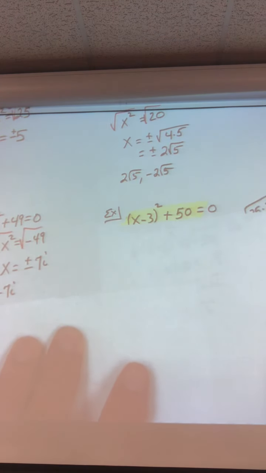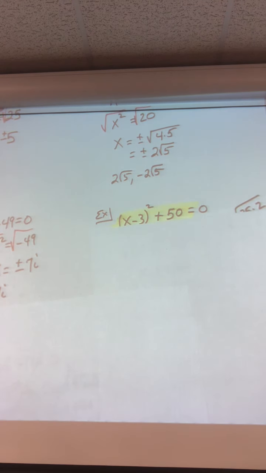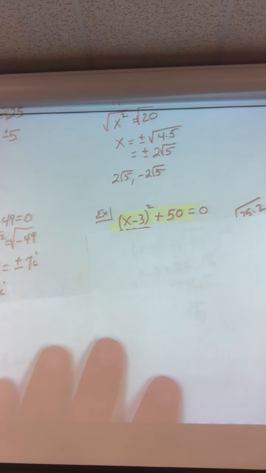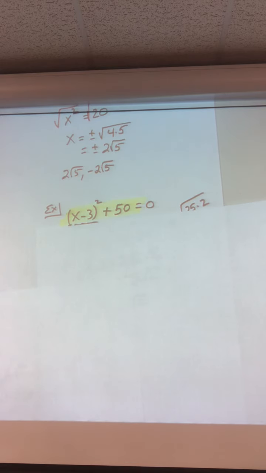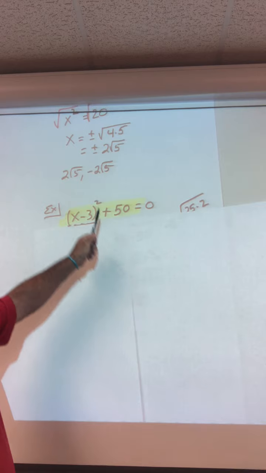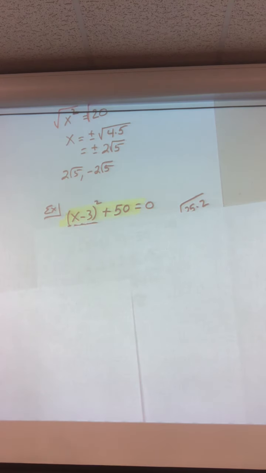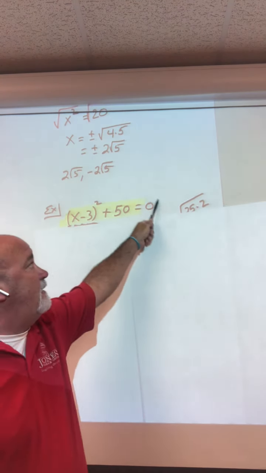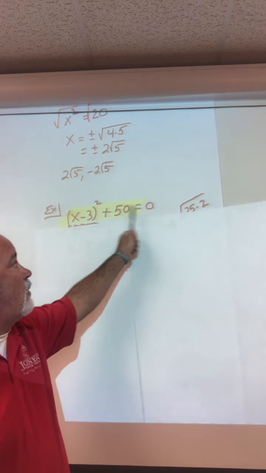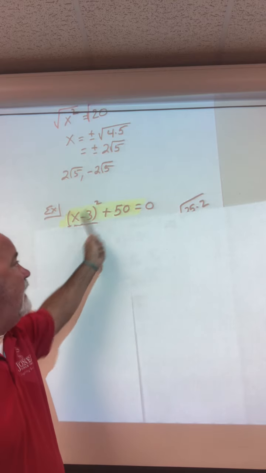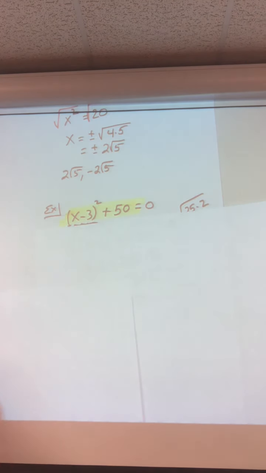Okay? This next one, I did two steps at once here also. Step 1, isolate the squared term on one side. So that means I've got to subtract the 50 across. Then after you subtract the 50 across, it's going to become negative 50. Then take the square root of both sides. So I did two steps there at once.